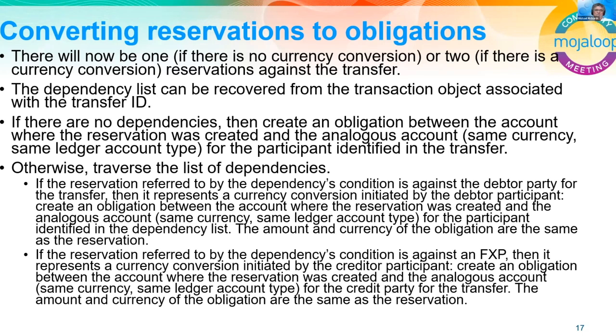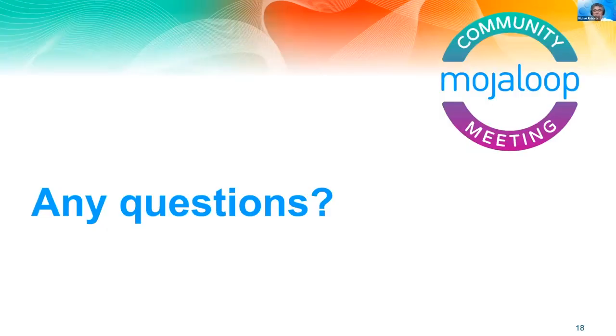So I think those are reliable rules. They will need to be worked through in some more detail with actual accounts. But in principle, that is the pattern, subject to correctness of the rules, that we propose to use for implementing currency conversion in Moduloop. Are there any questions?